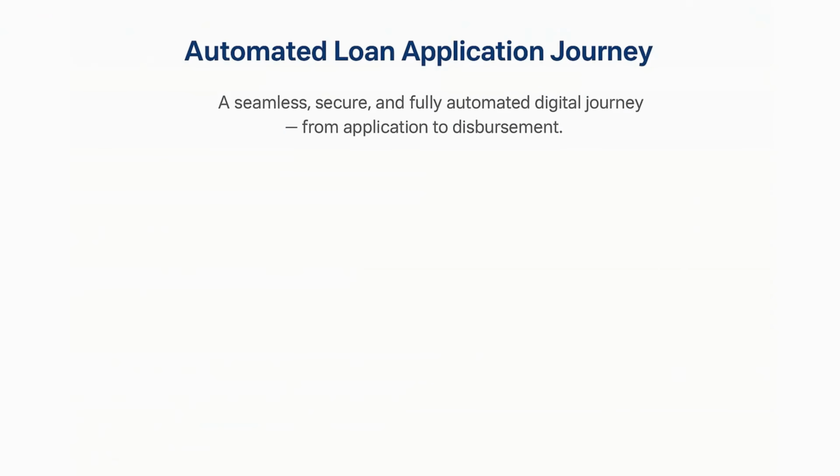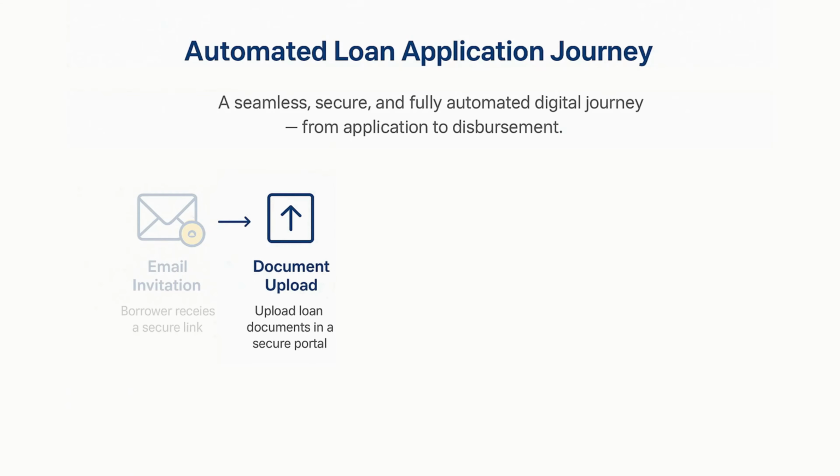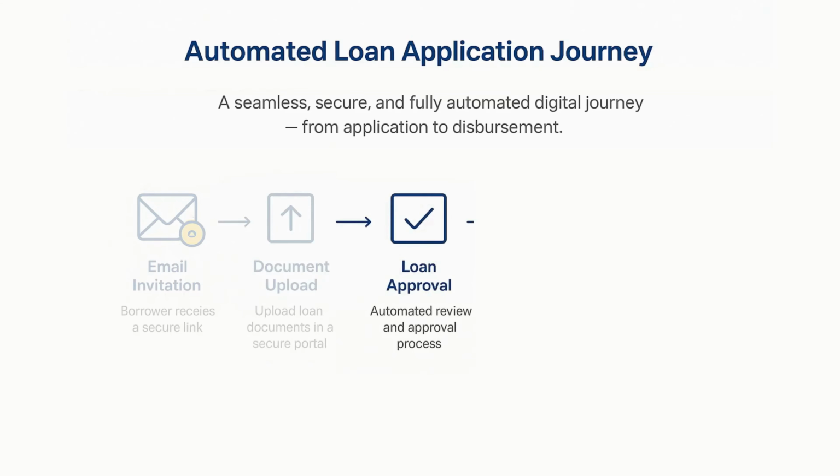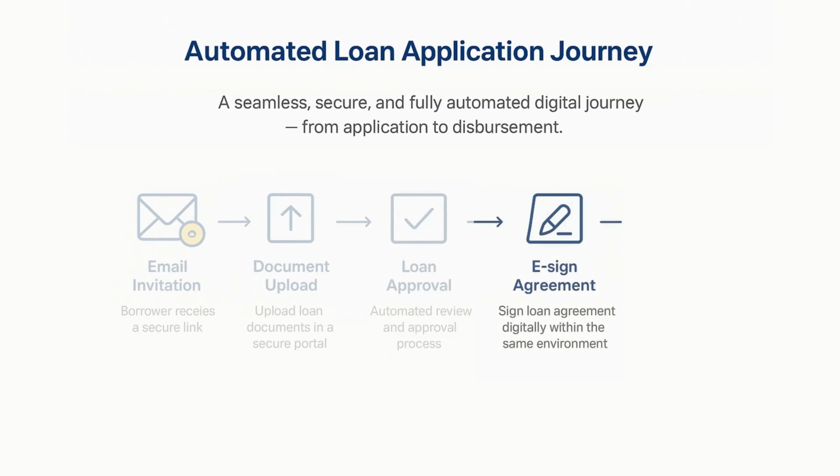The automated loan application journey is a seamless, secure, and fully automated digital journey from the application to the disbursement. The first step involves an email invitation where the borrower receives a secure link to start their application process. Then they would upload the documents inside the secure portal. Once the documents are uploaded, they'll go through an automated review and approval process for their loan.